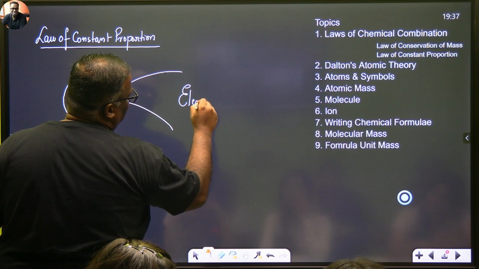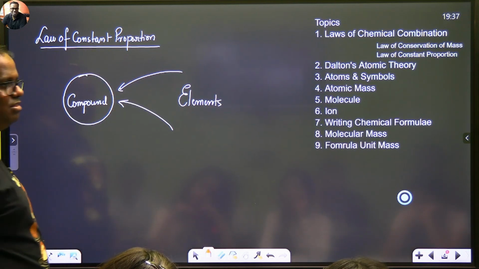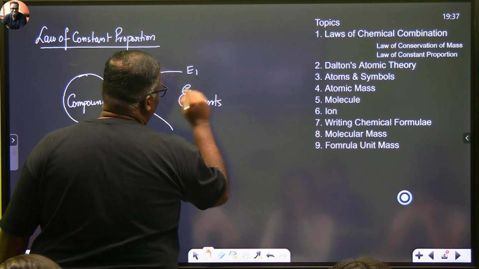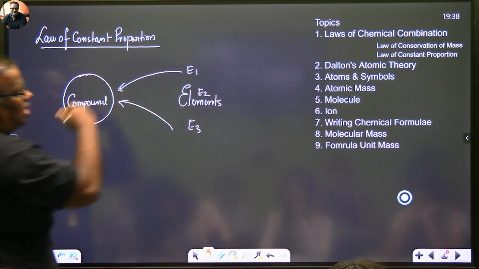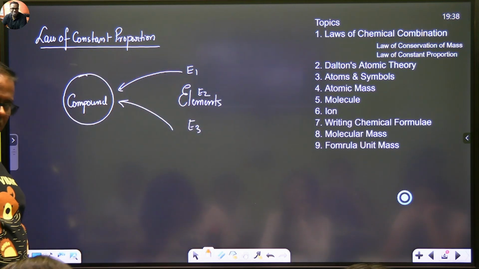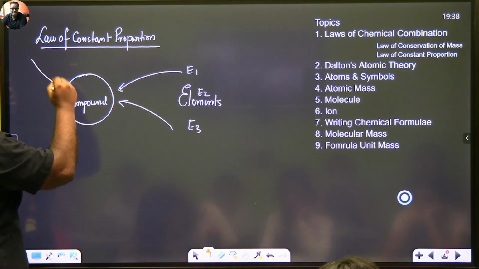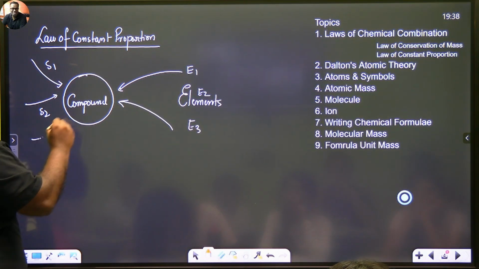Elements. And then you all say, ये नहीं पढ़ाया, वो नहीं पढ़ाया. Compounds are made up of elements. Say this is made up of element E1, element E2, and one element E3. We're saying that 3 elements have made this compound, right? Now this compound can be sourced from a source S1, from a source S2, or from a source S3.